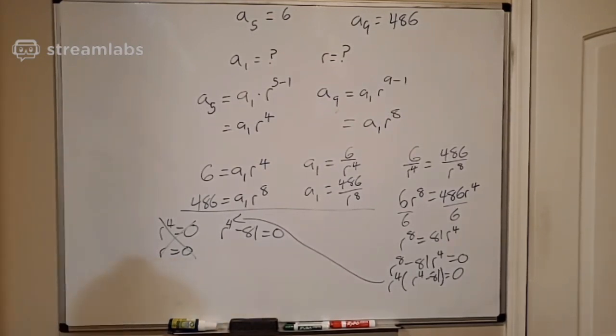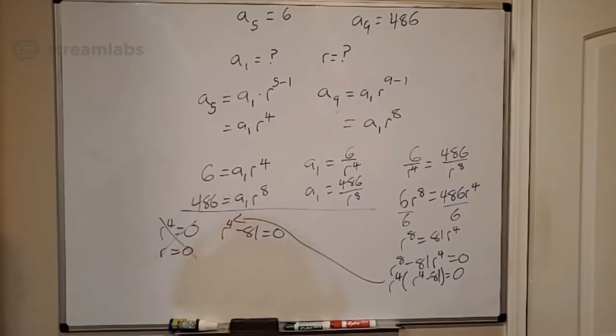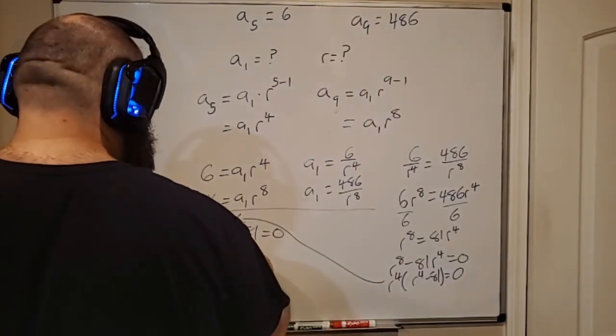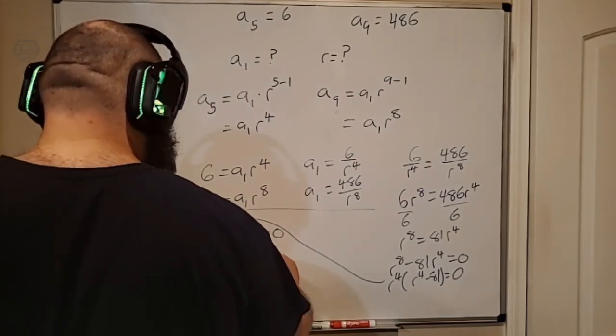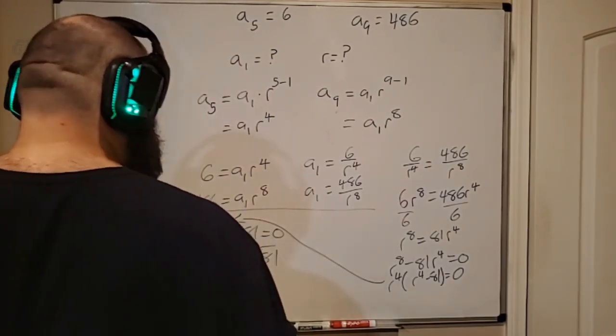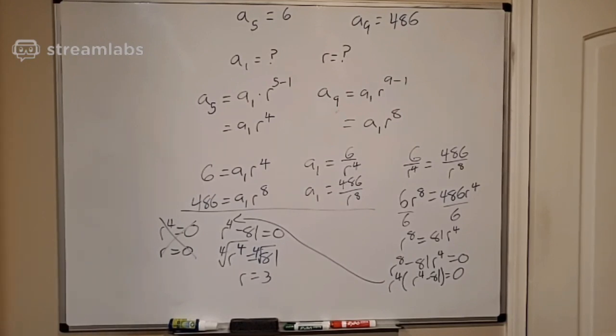We then solve this: r to the fourth minus 81 equals 0. So how do I solve that? Put 81 on the other side and take the fourth root. So r to the fourth equals 81, and then you can take the fourth root of both. And you get r is equal to 3. How do you know if it's 3 or negative 3? That's a question we'll have to talk about in a second. So the question is, is it positive or is it negative?